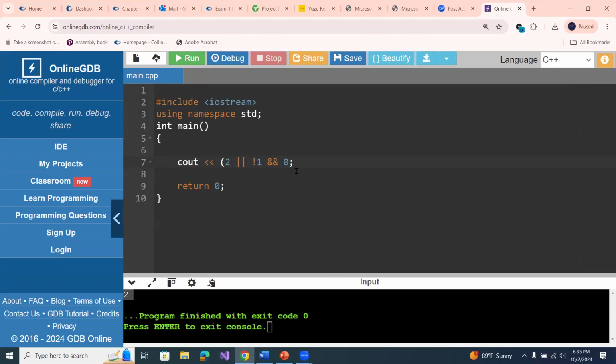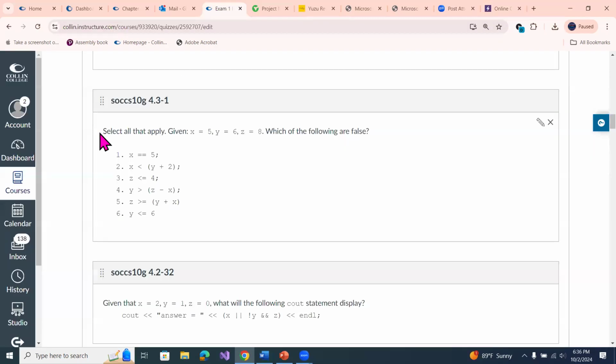Let me just put the parentheses just to make sure that that's correct. Oh, there we go. So now it gives us a true. Okay. So if we put the parentheses, it does give us a true statement. So it's going to interpret the 2 by itself as true, and then this is definitely false. We know this is false. So true or false will be true. I thought maybe I was misreading this somehow.